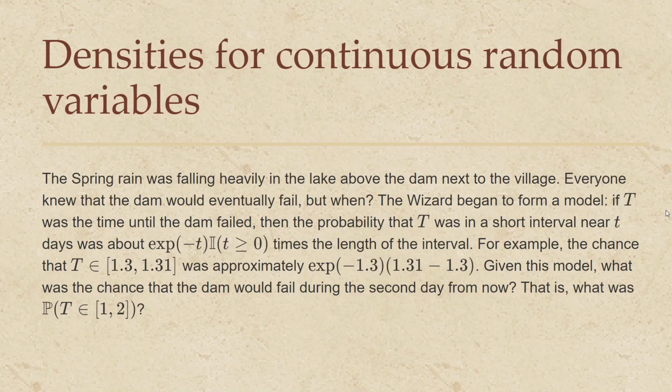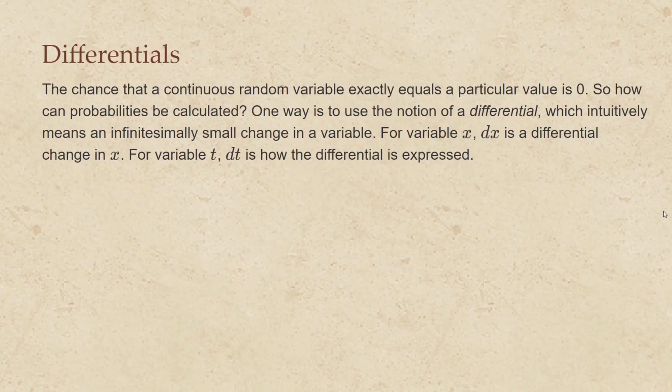Given this model, what was the chance that the dam would fail during the second day from now? That is, what was the probability that t was in the interval from 1 to 2? Now, the chance that a continuous random variable exactly equals a particular value is 0. So how can probabilities be calculated?